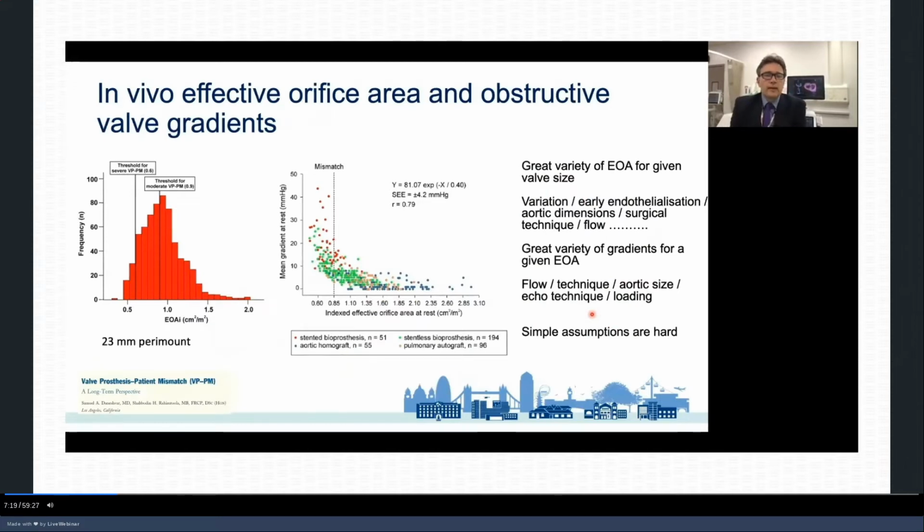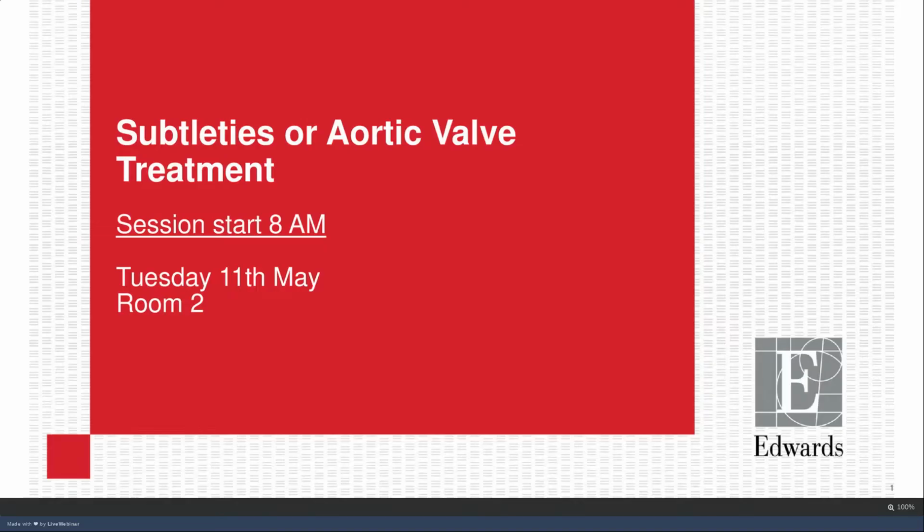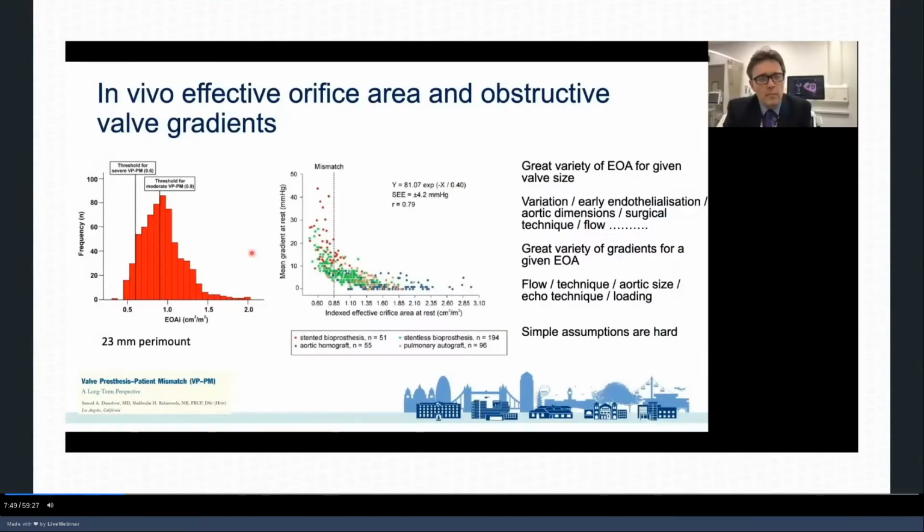What does this mean? Well, it means that in reality, the effective orifice area and the obstructive nature of the valve are really quite difficult to define. So this is an example where you have a 23 millimeter Perimount valve, and you can see that the measured effective orifice area by Doppler is really varied, going from the very obstructive here below the severe threshold for patient prosthesis mismatch of 0.6 centimeters squared per meter squared, through to very big orifice areas. And this is with a normally functioning valve.